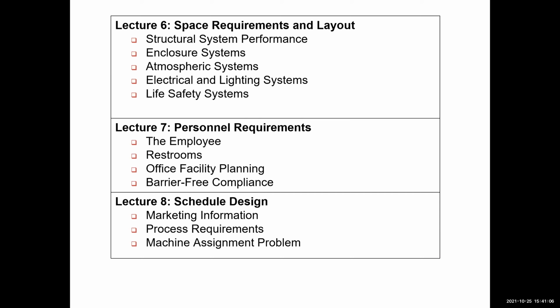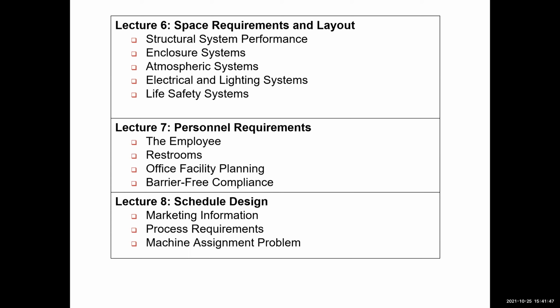Then we transition to personnel requirements. In here, we talk about the requirements for the employee. For example, restrooms, and we talk about the design of a parking space. We did a couple of problems in class and also within a lab. So make sure that you understand how those work. And we also discussed the design of restrooms, office facility planning, and we briefly mentioned the compliance in terms of barrier-free designs.